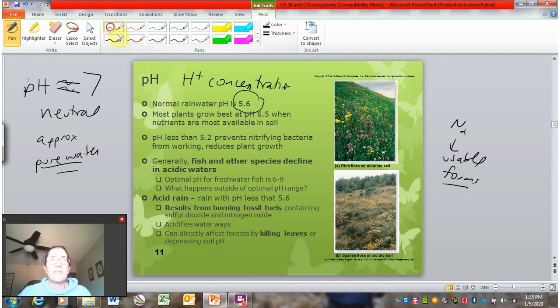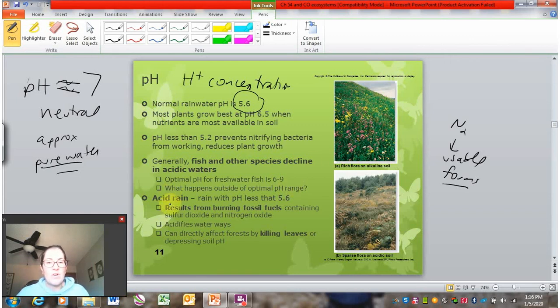The other place that pH is really a big issue is in water. For aquatic organisms, the optimal pH for freshwater fish is somewhere between 6 and 9. If it's outside of this pH range, again, it can be damaging to their tissues or to their proteins. So too acidic denatures and too basic denatures.